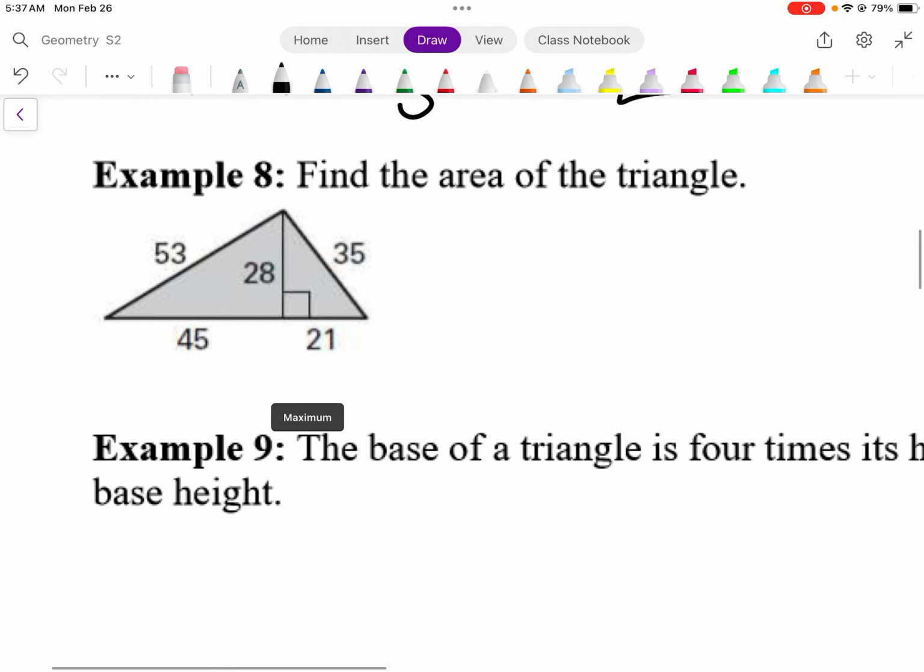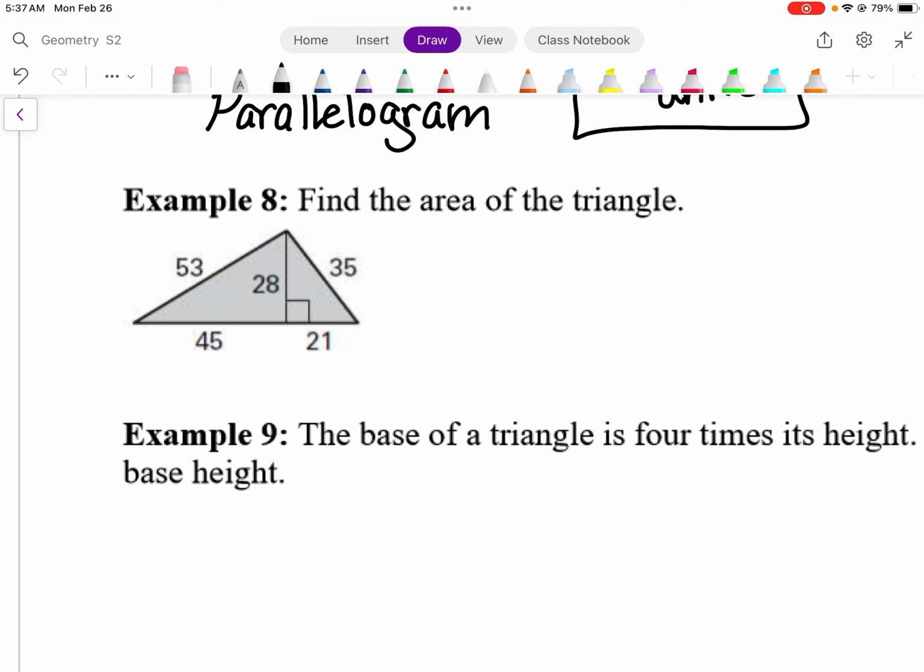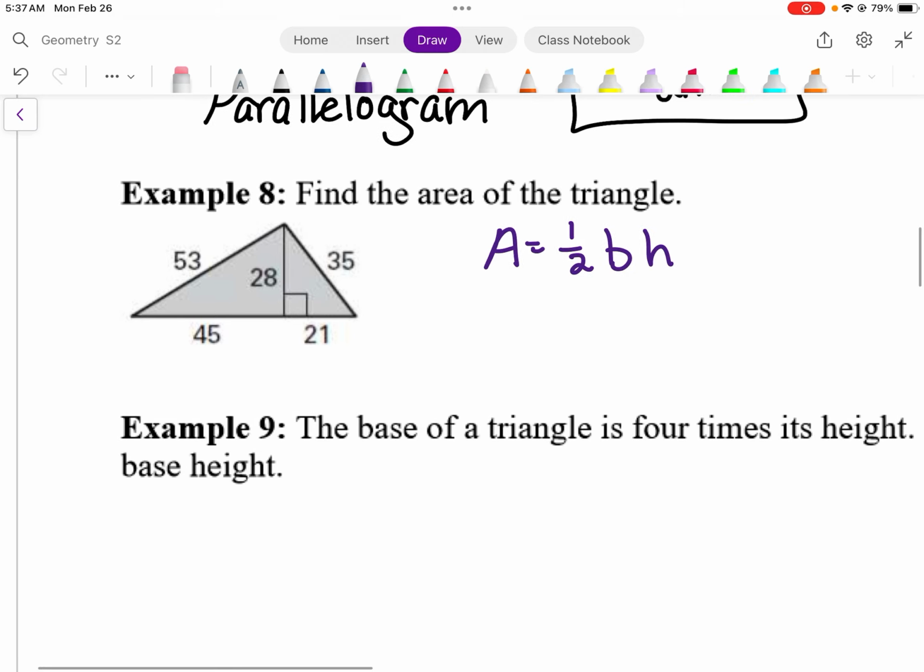Okay, so then our next one, they want us to find the area of the triangle. So this picture, they give us more information than is needed. Area of a triangle is 1/2 base times height. So in this one, we need to figure out what our base is, and that is the entire length of the bottom of this triangle. So we're going to have to take 45 plus 21 to get 66.